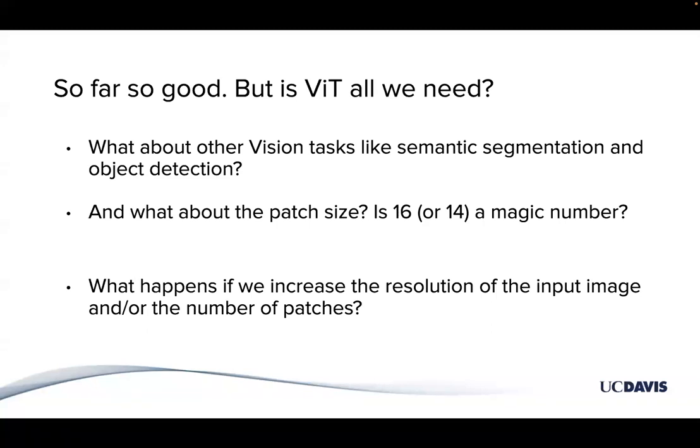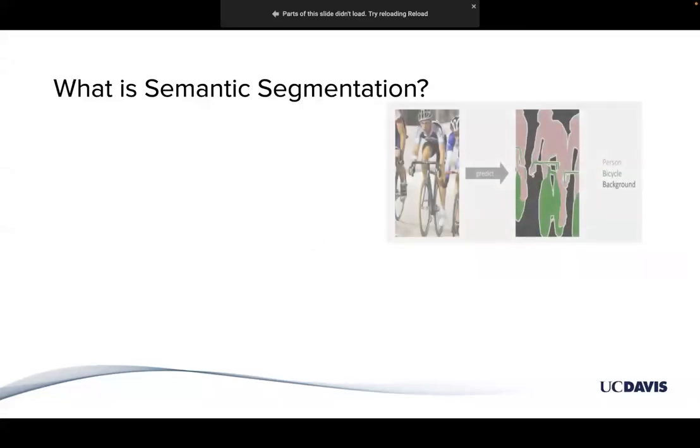So before asking ourselves this question, let me take a detour to briefly describe other vision tasks besides classification that the Swin Transformer paper talks about. So the first one is semantic segmentation. Image segmentation is a computer vision task in which we label specific regions of an image according to what's being shown.